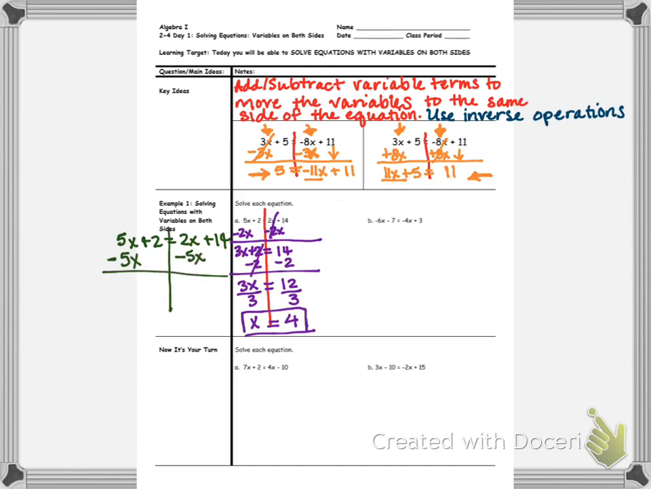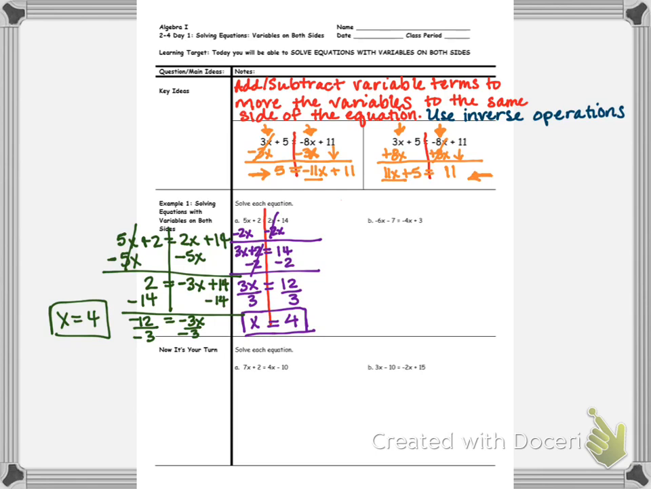Okay? These cancel out to 0. I bring down the 2. 2x minus 5x is going to be negative 3x. And I have plus 14. I still have a two-step equation now, but I have to move that constant by subtracting 14. I get negative 12 equals negative 3x. Divide by negative 3, x equals positive 4.